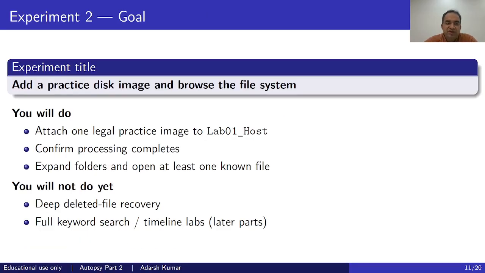Now the goal of experiment 2 is clear. You have to add a practice disk image and browse the file system. You will attach one legal practice image to the lab 01 host, confirm that processing completes, and then expand folders and open at least one known file. What we will not do yet is deep deleted file recovery or the full keyword and timeline lab. Those are later experiments. Today is about attaching evidence correctly and proving that browsing works.